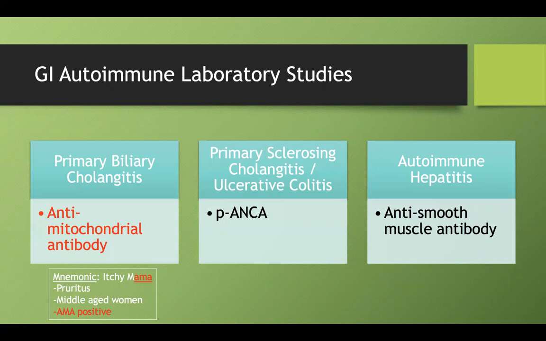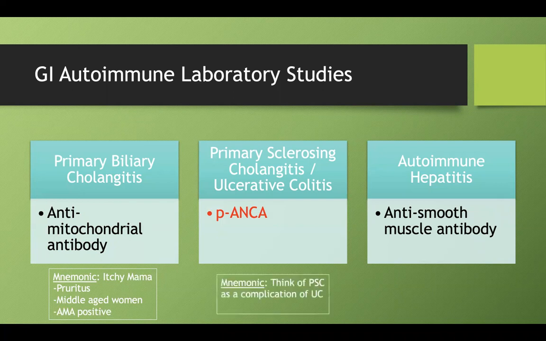While we're talking about different autoimmune conditions, I'll just show you how I remember each of these. P-ANCA, I remember as a marker for ulcerative colitis, just like Crohn's has the anti-Saccharomyces cerevisiae antibody, the ASCA. So as long as you remember that ulcerative colitis is P-ANCA positive, when we talk about PSC, we'll learn that it's a complication of UC, so both of them are going to be P-ANCA positive.